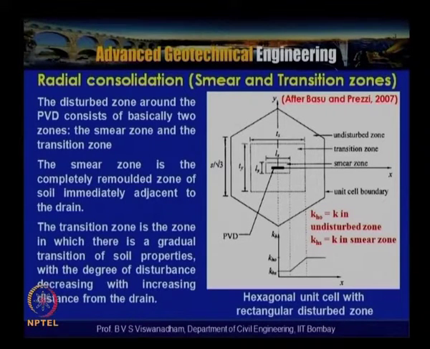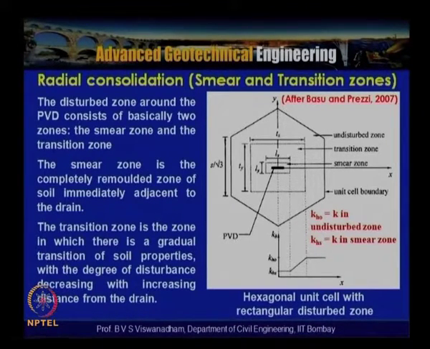For convenience, these are demarcated in a rectangular way. It can be seen that the smear zone is close to the installed PVD, then this rectangular portion is the transition zone, and the hexagonal portion shown is the undisturbed zone. So the disturbed zone around the PVD consists of basically two zones, the smear zone and the transition zone. The smear zone is the completely remolded zone of soil immediately adjacent to the drain.